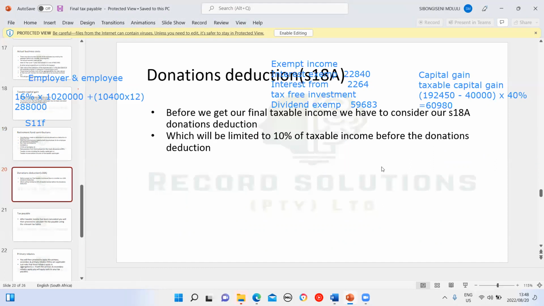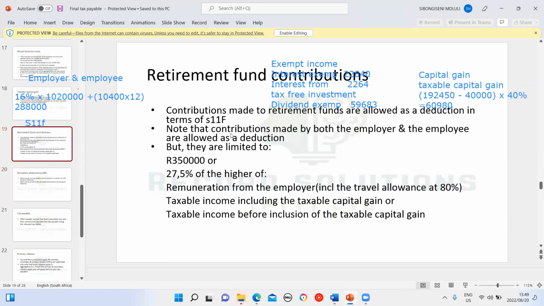Then you'll get the donations that are allowable. In this case, the donation that was allowable was less than the actual donation amount. So this 10% had an effect. You must not assume that this 10% would always be above the donations that were allowed as a deduction. In this case, the 10% was lower than the donation, and as a result, the donations deduction in section 18A was limited to this amount of 10% of the taxable income before the donations deductions, or in other words, the taxable income after considering your retirement fund contributions or section 11F deduction.